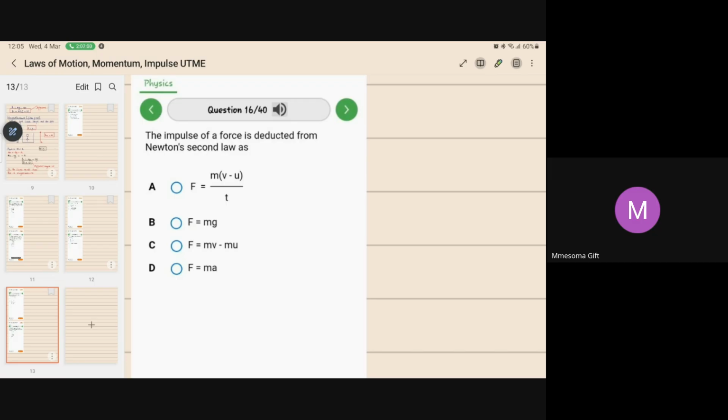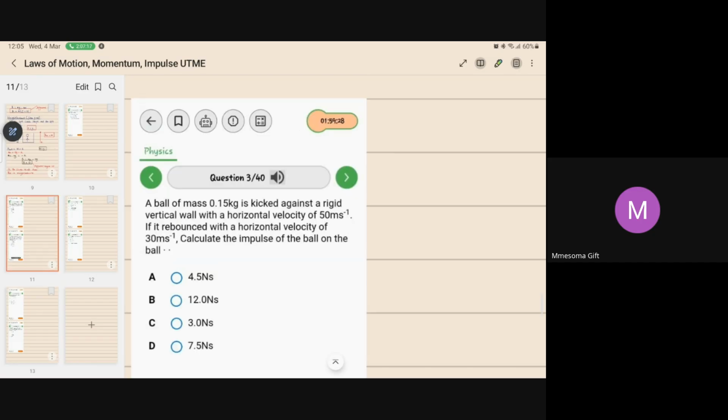Impulse of force is deduced from A. Lillian said A. Another person, Justice, said A. Let me go to the chat and see. Paul said A. Justice said A. Ezra said A. Yeah, Baraka, you can answer. Mesoma said A. All right, good.